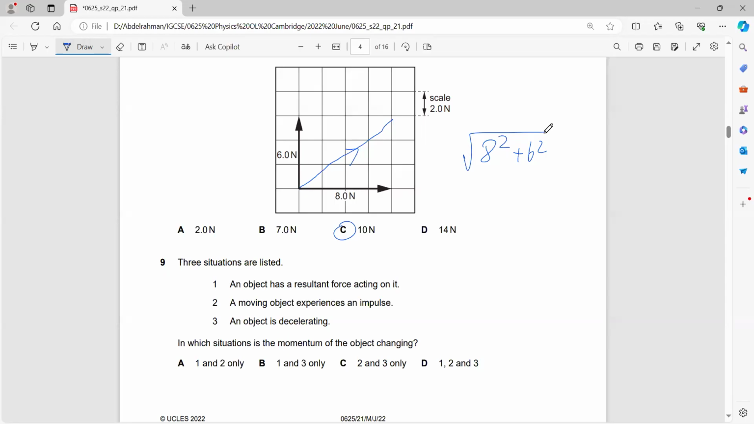In which situations is the momentum of the object changing? 1, 2, and 3. Right, all of them. That is correct.